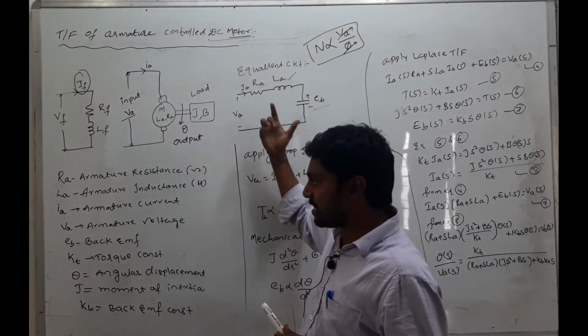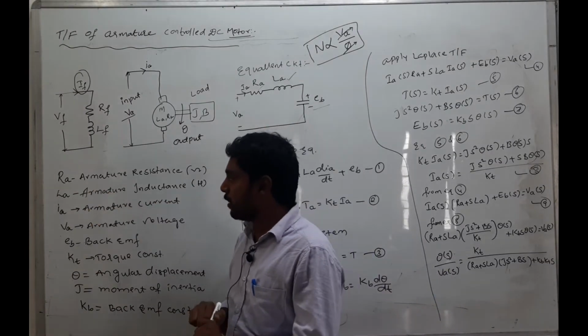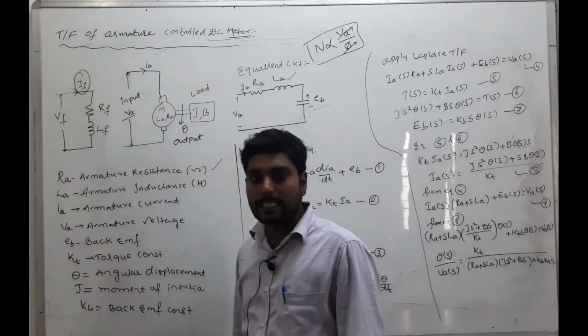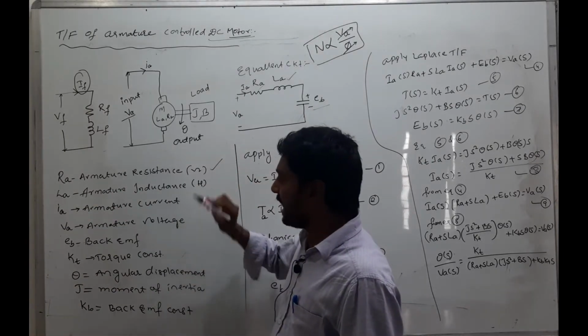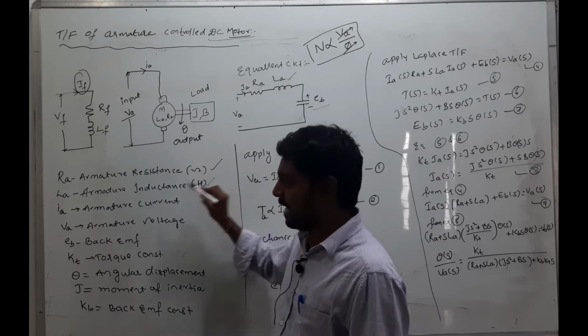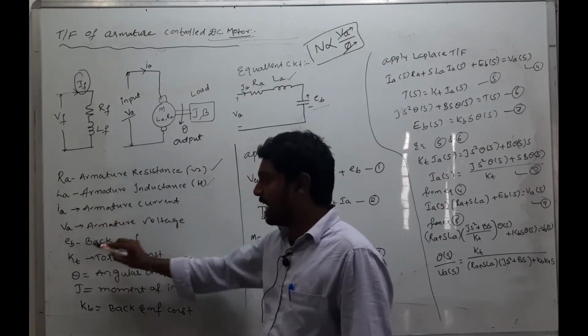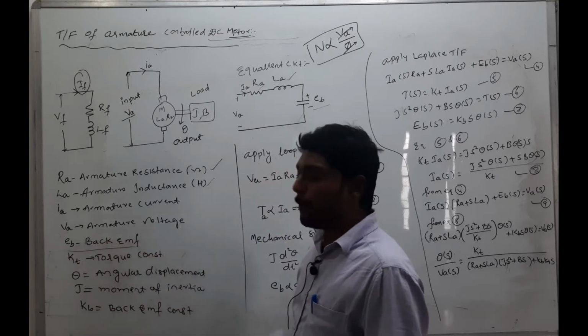Here, analysis of this circuit. Here the RA is nothing but the armature resistance of this circuit. Here the LA is nothing but the armature inductance, and the units are henries. Here the IA is the armature current, the VA is the armature voltage, and the EB is nothing but the back EMF.